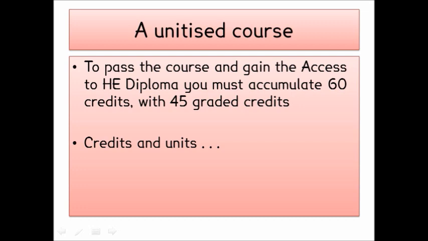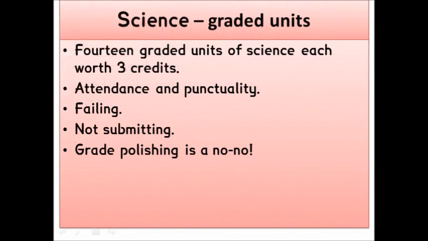In terms of the science part of the course, which is by far and away the majority of your course, there is a mix of end-of-unit exams and coursework assessment. In total, we'll be dividing the science up into 14 units of science, and each of those units is worth 3 credits. Obviously, attendance and punctuality are absolutely key for success on the Access course, and you need to allow as much time for private study as you have in the classroom.